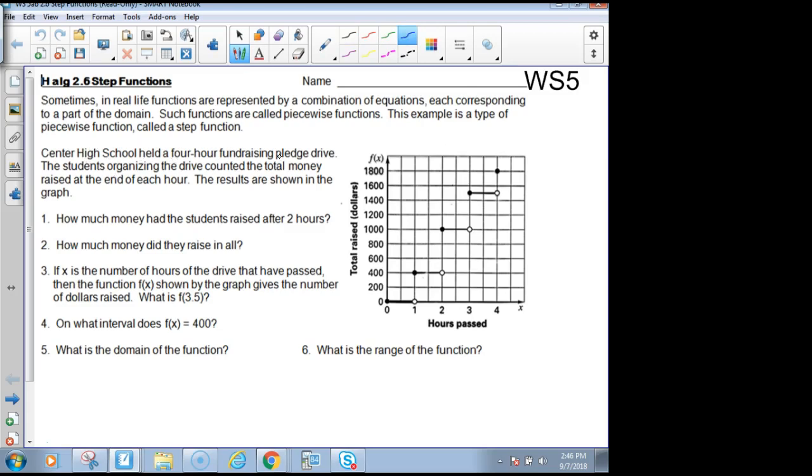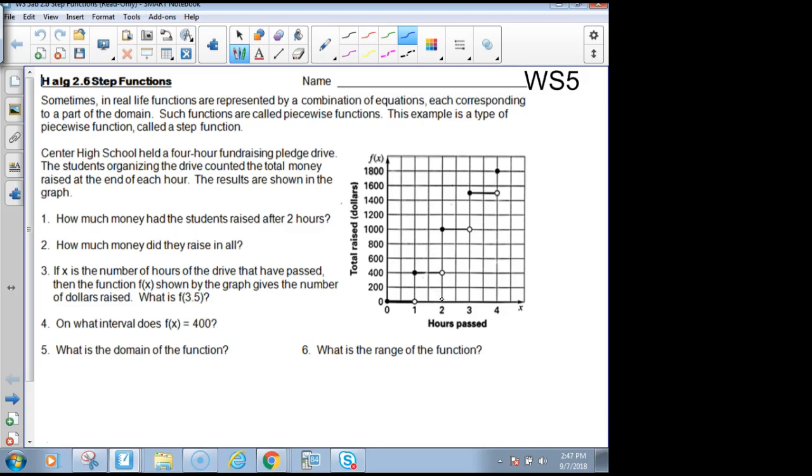Center High School held a 4-hour fundraising pledge drive. The students organizing the drive counted the total money raised at the end of each hour. So they weren't counting in between. The results are shown in the graph. How much money had the student raised after 2 hours?